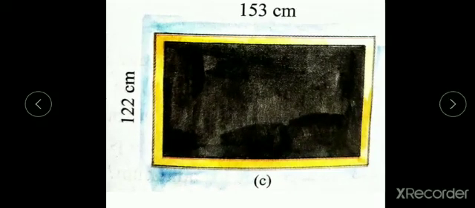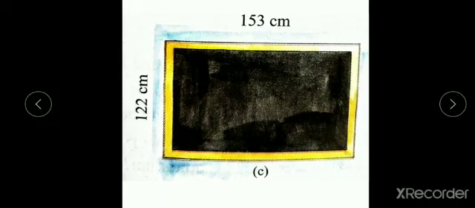Now we are seeing a blackboard. The length of the blackboard is 153 centimeters and breadth of the blackboard is 122 centimeters. So now we have to calculate the perimeter of the blackboard. So let us add 153 plus 122, that is 153 plus 100 is 253, 253 plus 20 is 273, 283, 283 plus 2 is 285. So we have got 285.